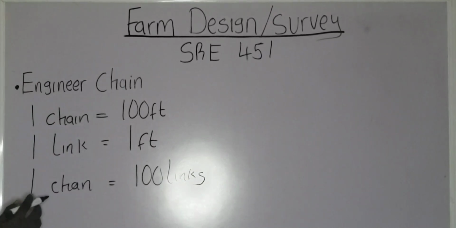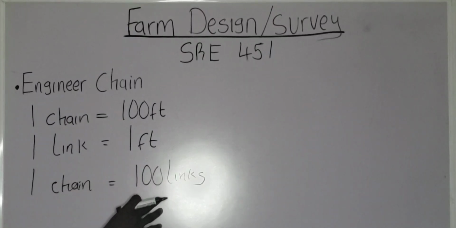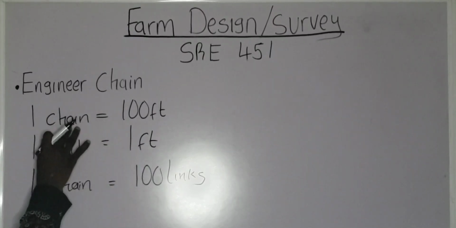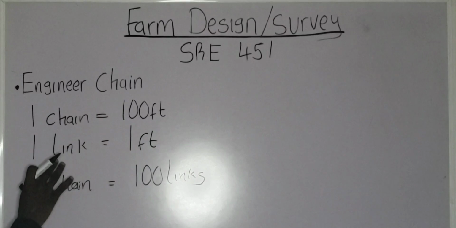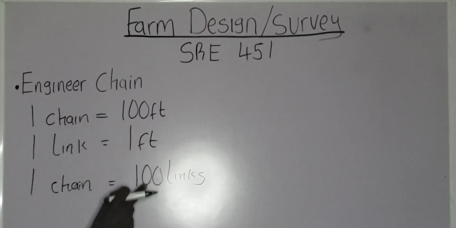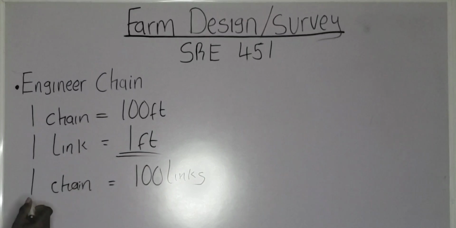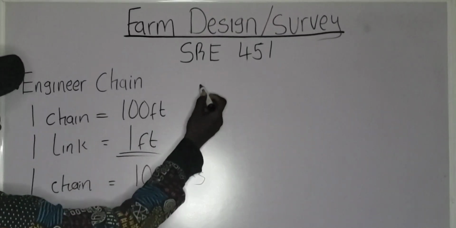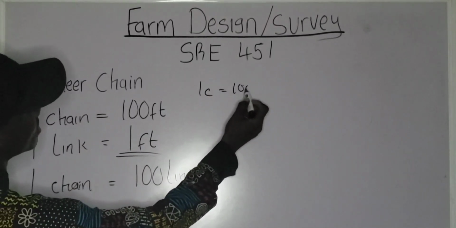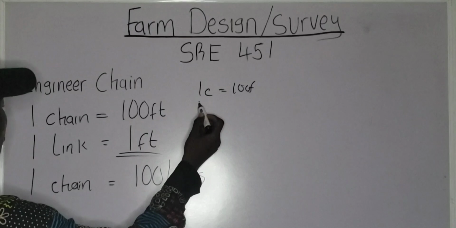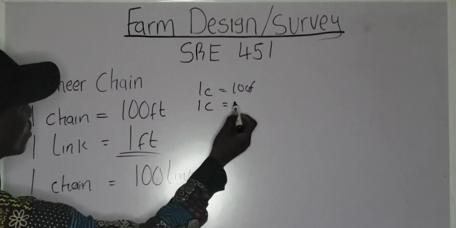Now please, I want you to pay attention here. One engineer chain has 100 links, and we know that one chain is equal to 100 feet. So one link will be what? 100 divided by 100. Do you understand? That is how we got this 1 foot. Do you understand? That is, if one chain is equal to 100 feet, and one chain consists of what? 100 links.